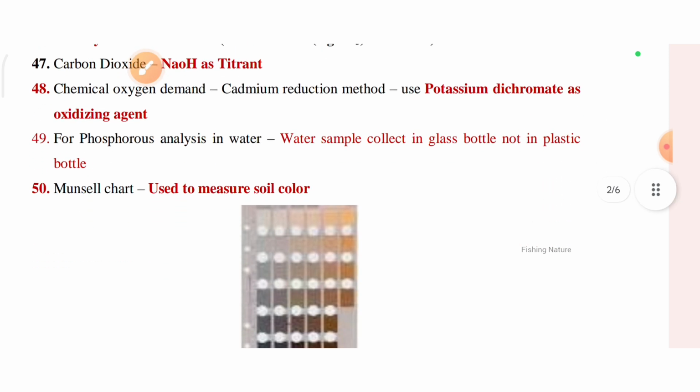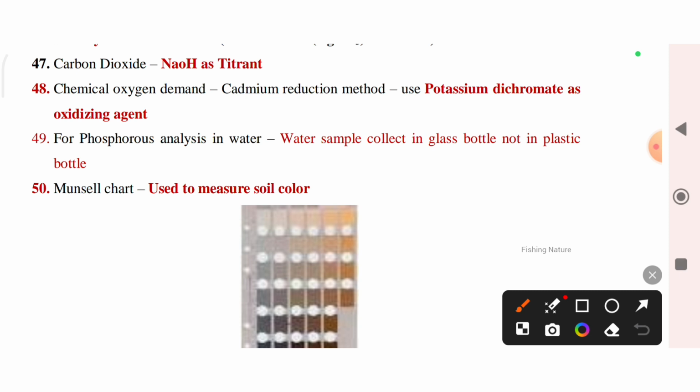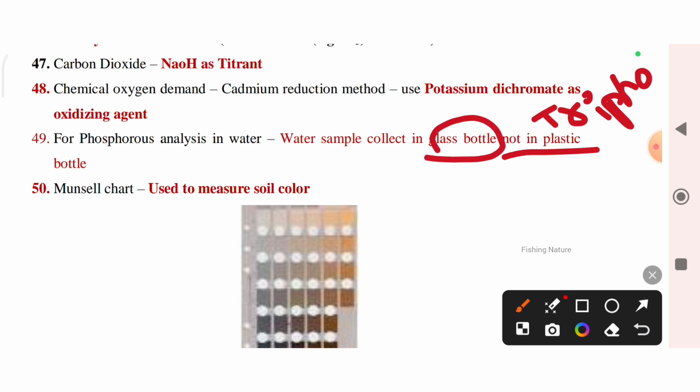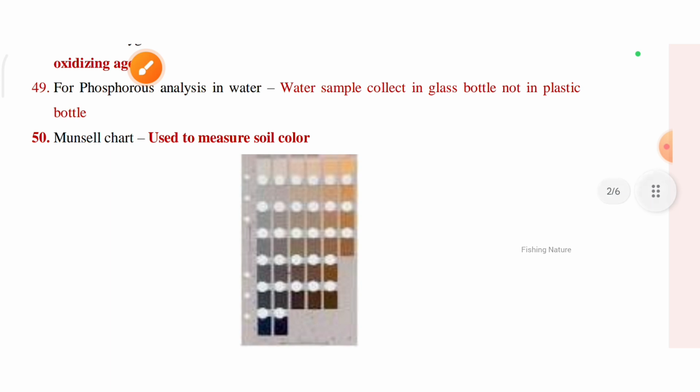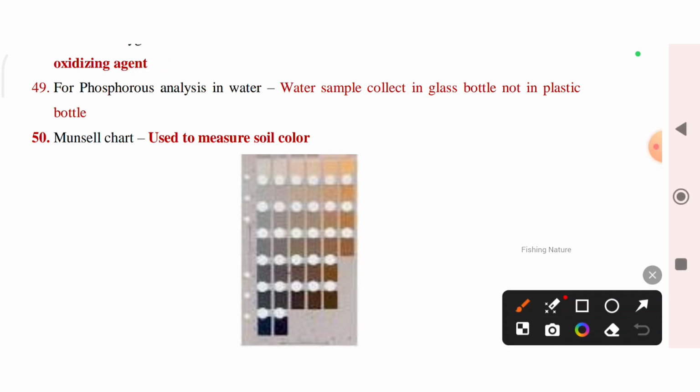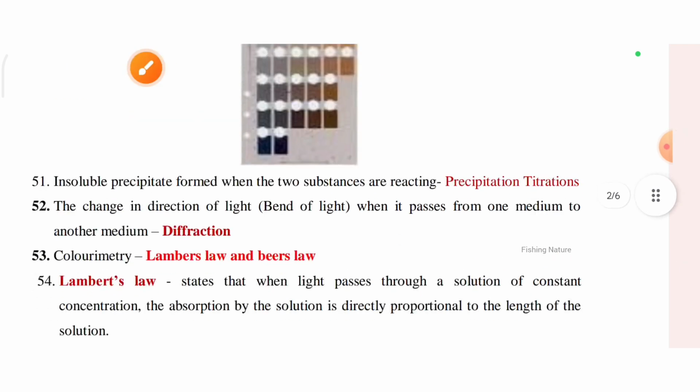For phosphorus analysis, the water sample is collected in a glass bottle but not in a plastic bottle, because plastic also contains some phosphorus, so we use a glass bottle. Next, the Munsell chart is used to measure soil color. By comparing the soil color with this chart, we can estimate which type of soil it is.